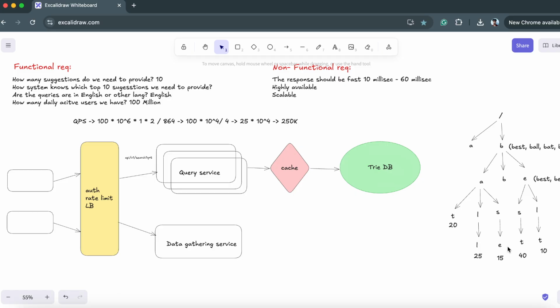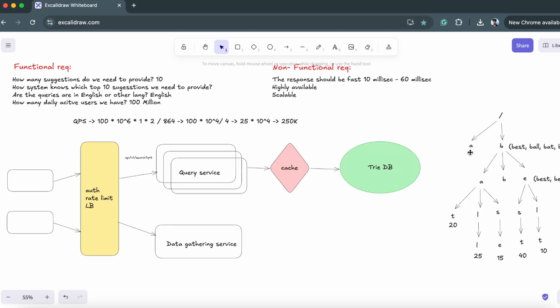So how can we shard it? Whatever characters we have, let us suppose at the root level we have A, B, C, all the way to Z. What we can do is maintain 26 different databases, 26 different DBs for the trie. So we will be sharding this information based on the characters.